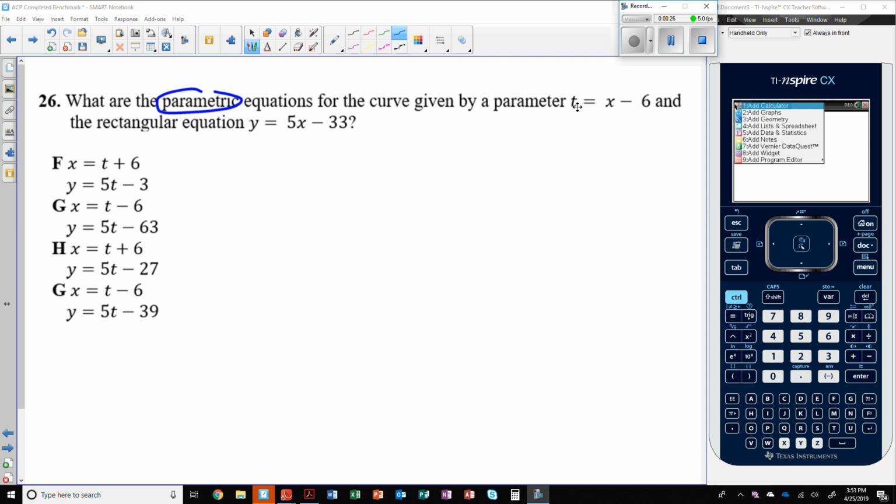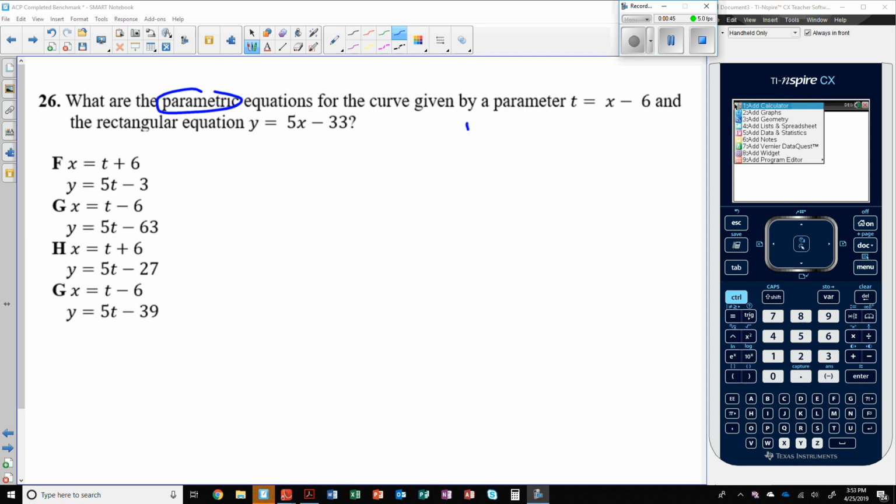They gave us the parameter, which is how we solve for the time, and the y, the rectangular equation, which means it has a y and the x involved. Now, noticing over here, again, it's equations of x of t and y of t. That's what our function is. So how do we do that?